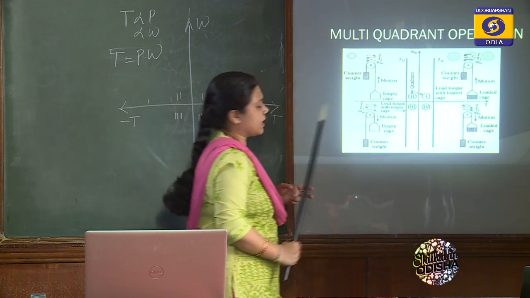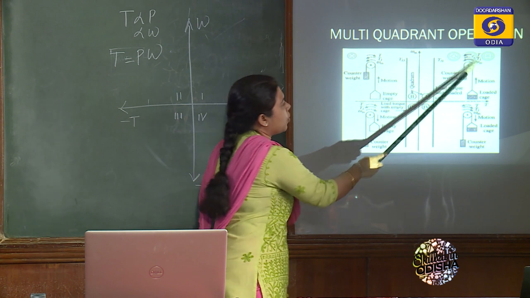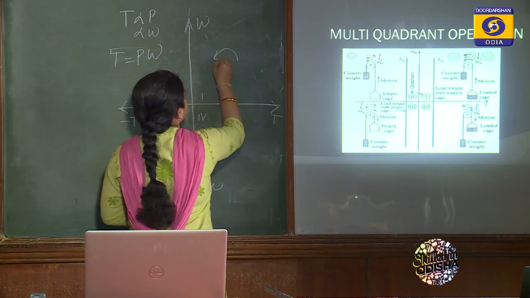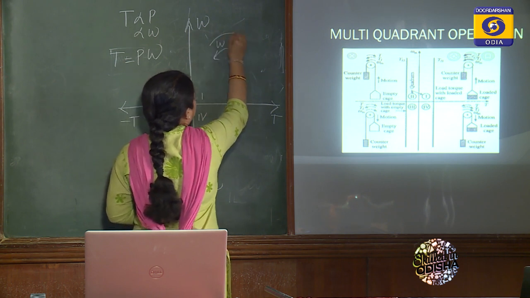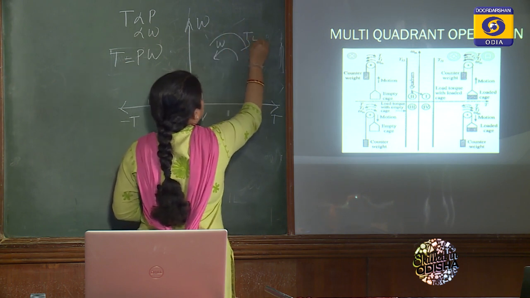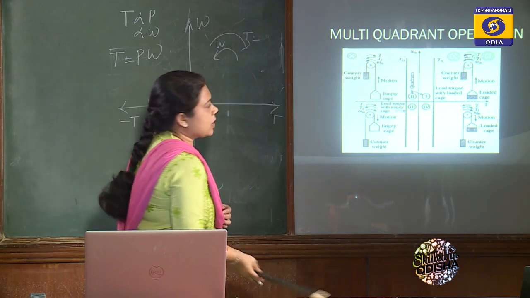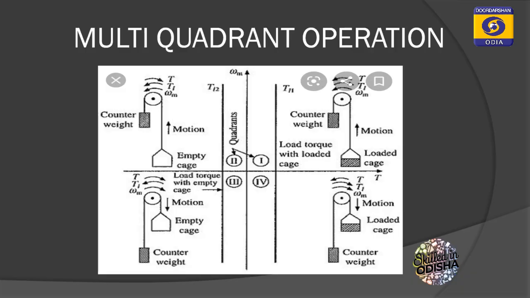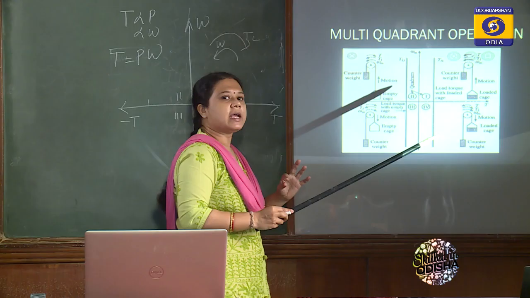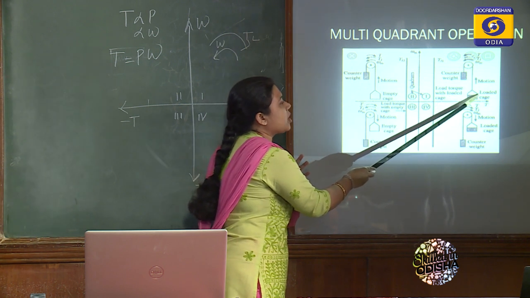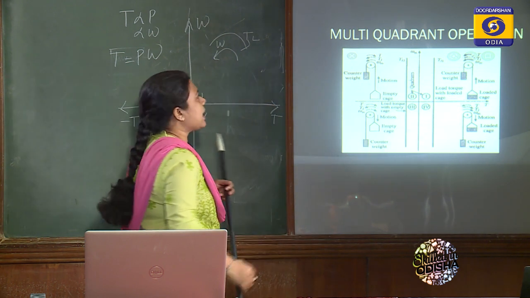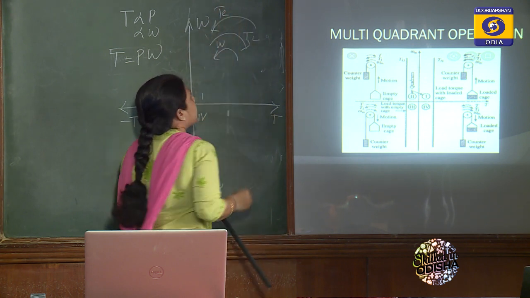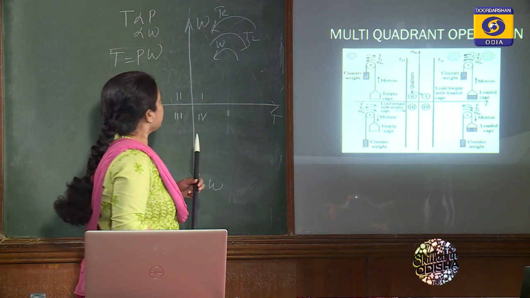In this case, omega is in anticlockwise direction, and the load torque is in clockwise direction. The cage will move upward, which means the motor should run in anticlockwise direction so that it can lift up the loaded cage. So what will be the direction of motor torque? It will be anticlockwise direction.